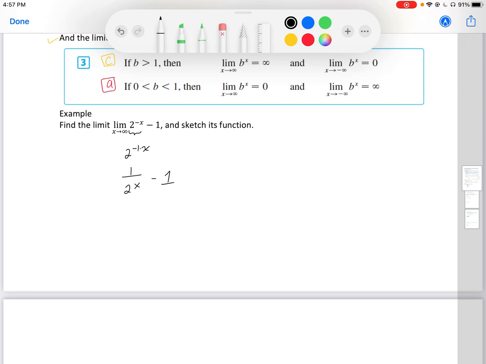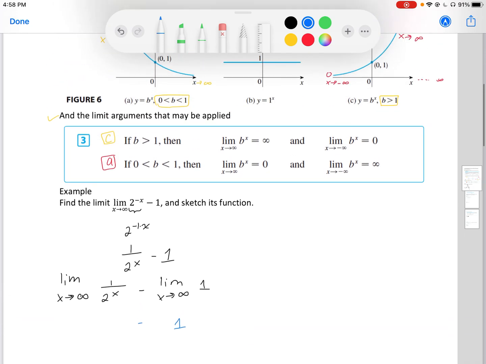We can then apply the limit to each term. So we have the limit as x approaches infinity of 1 over 2 to the x power, minus the limit as x approaches infinity of 1. The second term is just a constant, so it's just 1. For our first part, the limit as x approaches infinity of 1 over 2 to the x power, we see our graph is approaching 0.